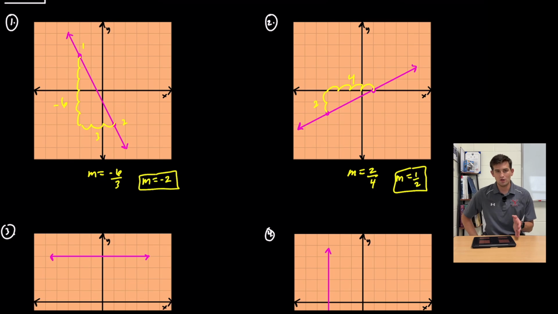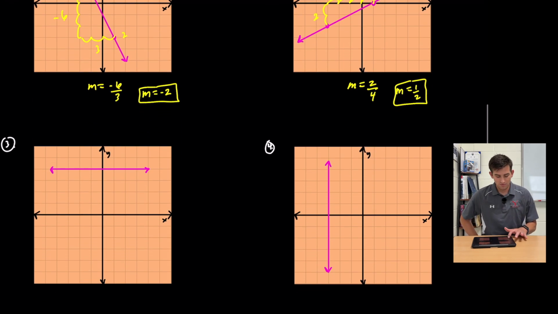Okay, so we said the slope is the measure of the steepness of the line. So notice how on number 1, that line is a lot steeper than the line on number 2 because the slope was larger. If we think about the absolute value of the slope, right? For number 1, the slope was -2. So if we think about 2 there, 2 is a bigger number than 1/2, which is what we had on number 2, right? So the steepness of the line on number 1, we should expect to be more steep than the steepness on number 2, okay?